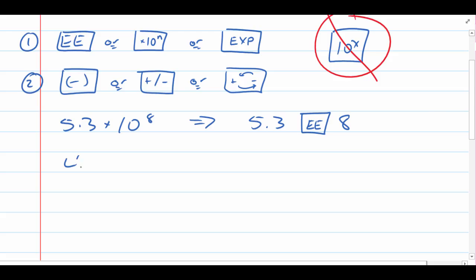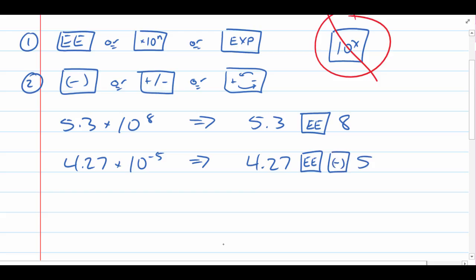If we want to put in something like 4.27 times 10 to the negative 5th, the way that you'd enter this one in is 4.27, then you'd hit the EE button, and then your sign changing button, and then the number 5. And so there's no times or anything that you put in there. This EE button stands for times 10 raised to a power.